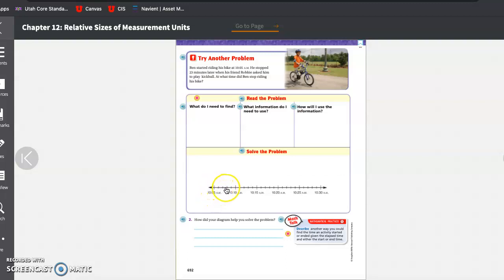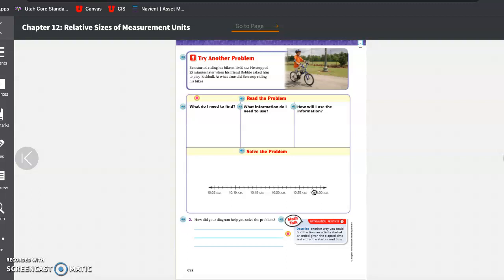Right here, they have the intervals as 1 minute, 2 minute, 3 minute, 4 minute, right? Then this jump to this jump is 5 minutes, 10 minutes, 15, 20. Okay, so after 20 minutes, we're at 10:25. So now we just need 3 more minutes because he rode for 23 minutes. So 1, 2, 3. Right here, we can stop.